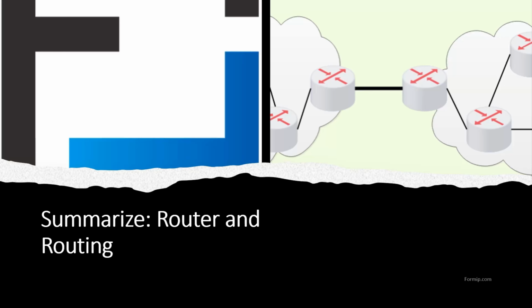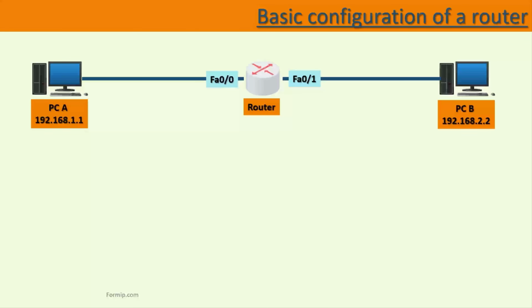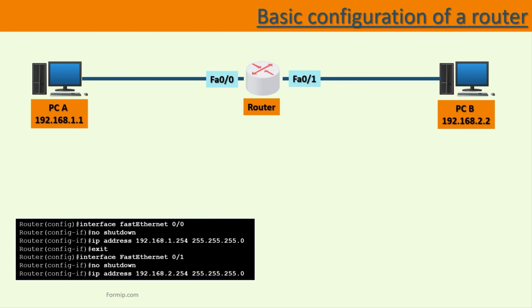In this course, we're going to set up connectivity between two PCs that goes through a router. To begin with, connect to the router and set up IP address 192.168.1.254 with a mask of 255.255.255.0 on its FastEthernet 0/0 interface and 192.168.2.254 for the 0/1 interface. Make sure to bring up the interfaces with the command no shutdown.